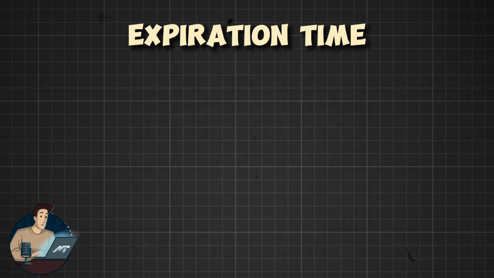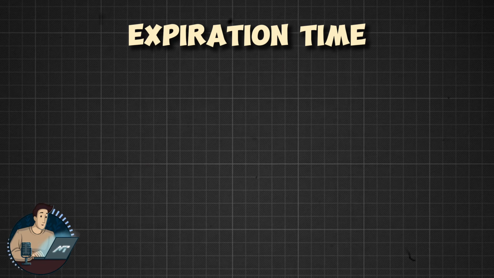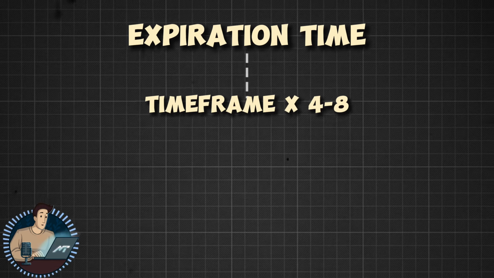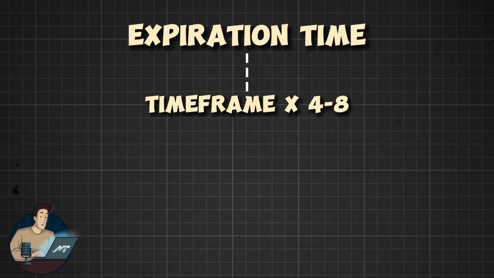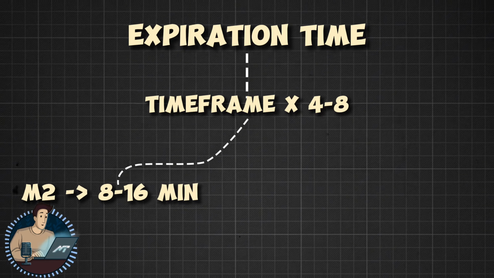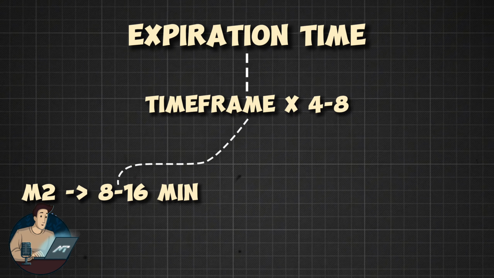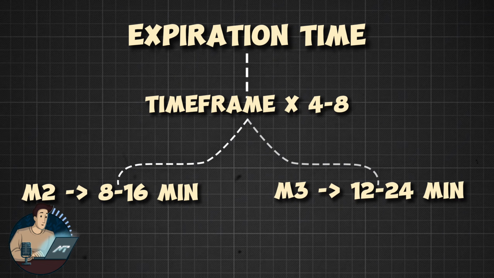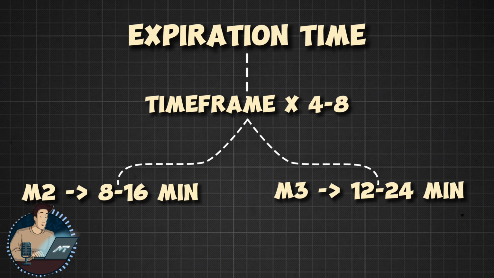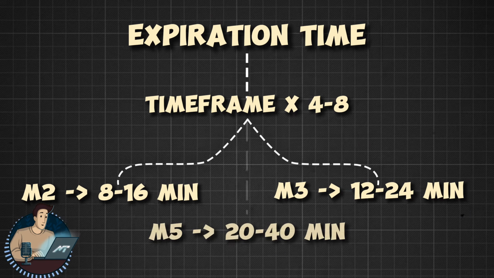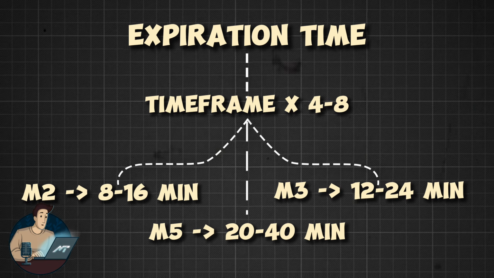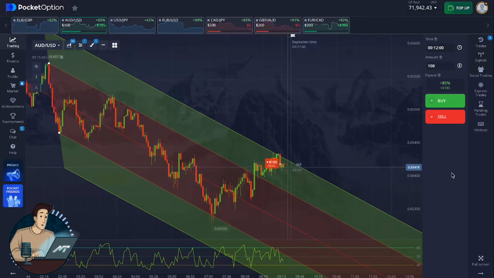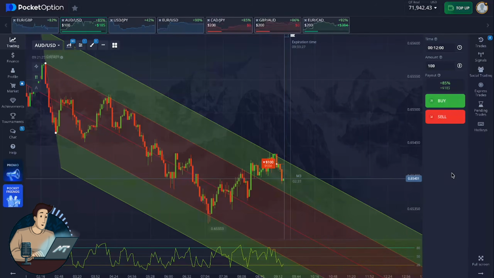Expiration is simple. Continuation moves need time, so aim for around 4 to 8 candles of your working time frame. On M2, that's roughly 8 to 16 minutes. On M3, around 12 to 24 minutes. On M5, about 20 to 40 minutes. Short expirations often fail because the move just doesn't have time to develop.